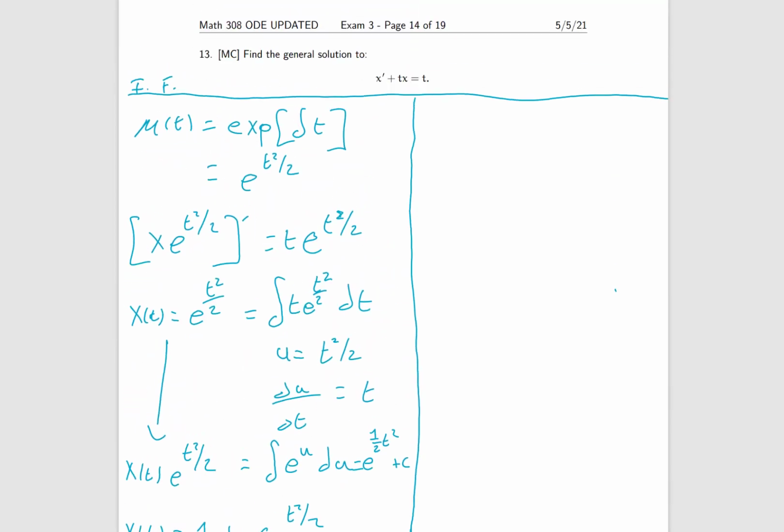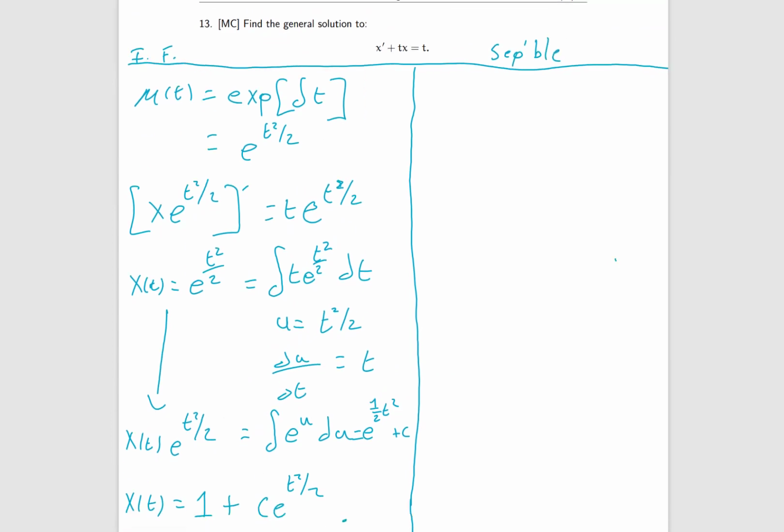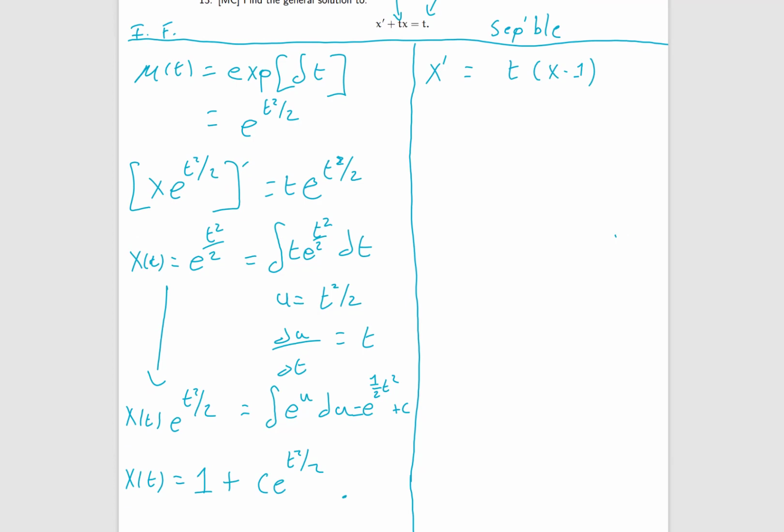Method 2 is to treat this as a separable equation. If I treat this as a separable equation, I first need to get all of the t stuff on one side and all of the x stuff on the other side. Now, since the coefficient on x is equal to this non-homogeneous term, notice I can write this as x prime is equal to t times (x minus 1), and I can divide both sides by x minus 1, and I get 1 over (x minus 1) dx/dt is equal to t.